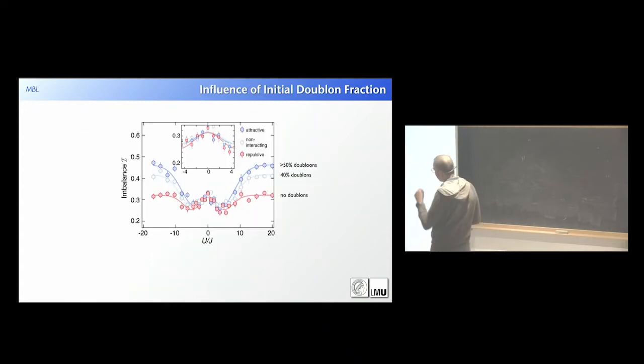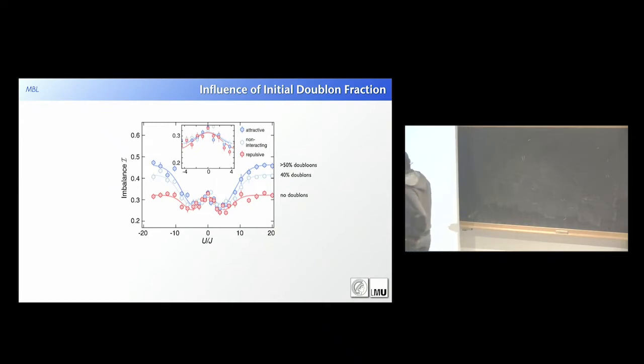Let me come back to the point: if we have no doublons in the system, remember I told you that the U infinity point should be again like Anderson localization, like the non-interacting point. And this we can also check. We can prepare an initial state that has no doubly occupied sites initially. We start with the non-interacting case. We see localization, some finite imbalance after a long evolution time. And if we go to infinite interactions, well, infinite for us is a maximum of 20, but that's a pretty strongly interacting case, we see that we indeed recover exactly the same point as we do here.